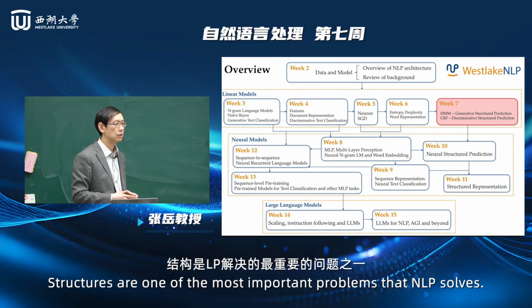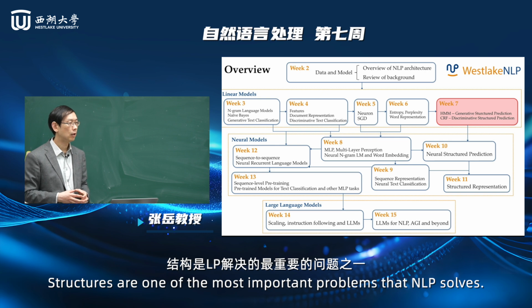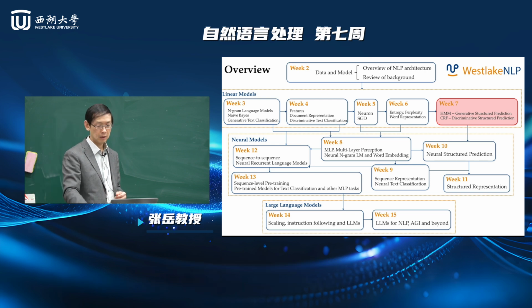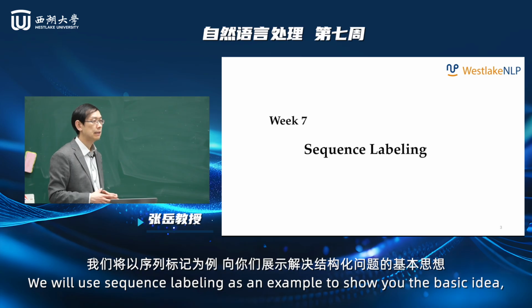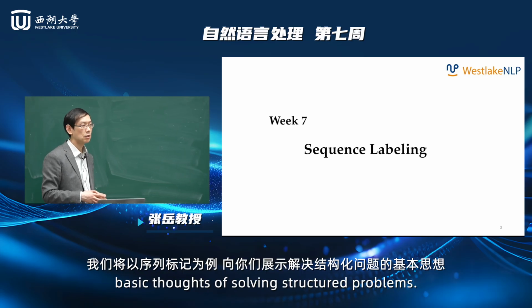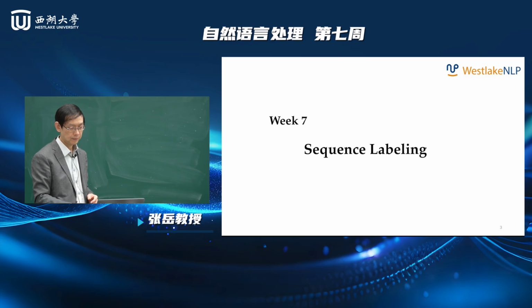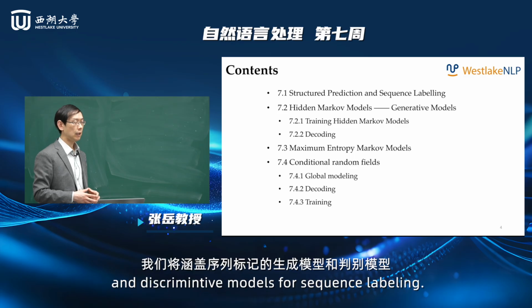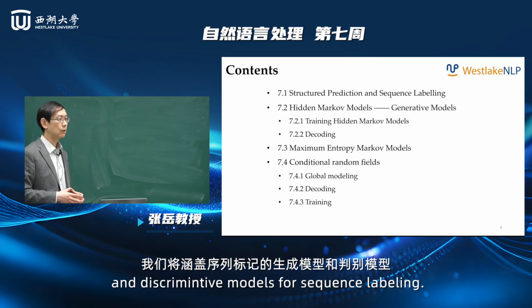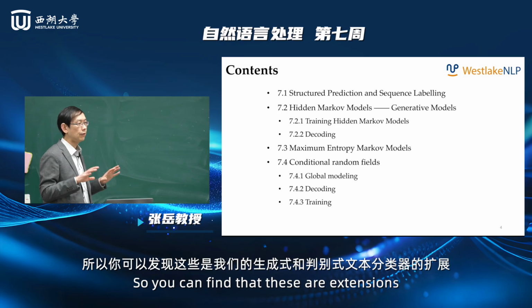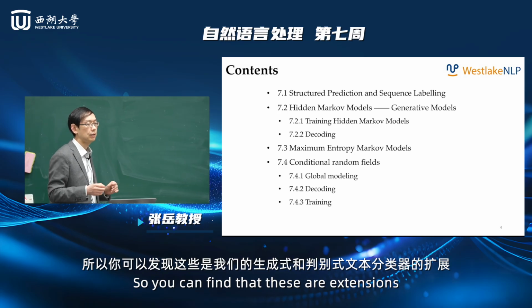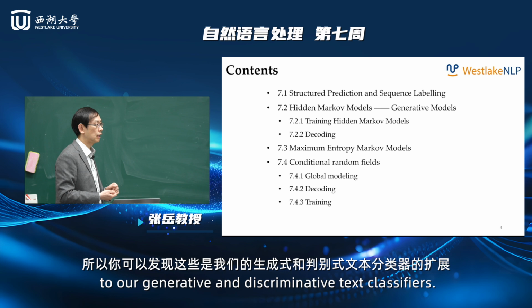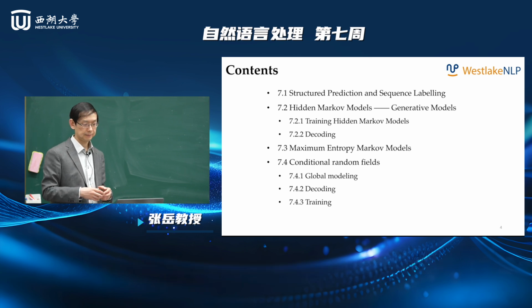Structures are one of the most important problems that NLP solves. We will use sequence labeling as an example to show you the basic ideas, basic thoughts of solving structured problems. We will cover both generative models and discriminative models for sequence labeling. So you can find that these are actually extensions to our generative and discriminative text classifiers.